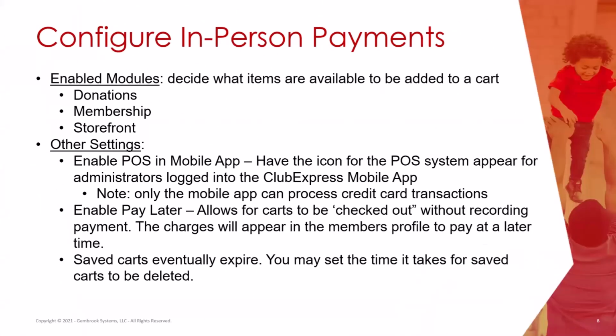So once you enable the module, you'll need to configure it and set up all of its options. There are a lot of configuration options, and most of them are fairly straightforward. The two big options that you get when you're setting up the module are which enabled modules are connected. Right now there are three modules that connect to in-person payments, and those determine what items can be added to an in-person payments cart. Those three are donations, membership, and storefront.